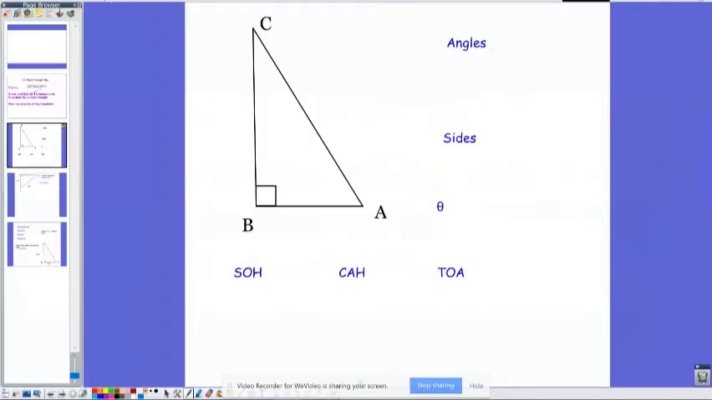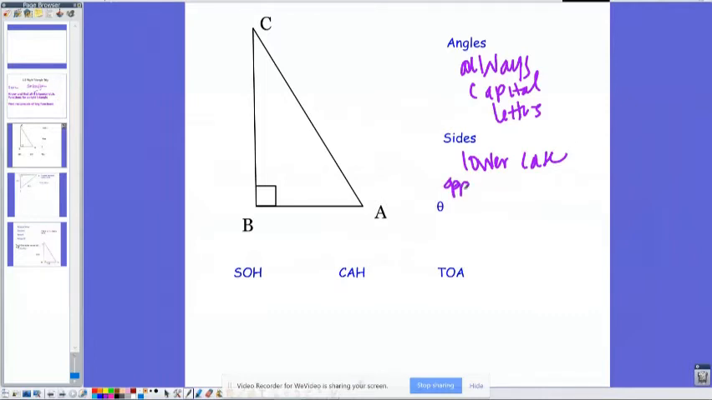To start, we're going to talk about naming sides and angles. So angles are always capital letters. And the sides are always the lowercase letters that are opposite the angle. So what I mean by that is, the hypotenuse here will be side little b, over here will be side little a, and then this will be side little c.